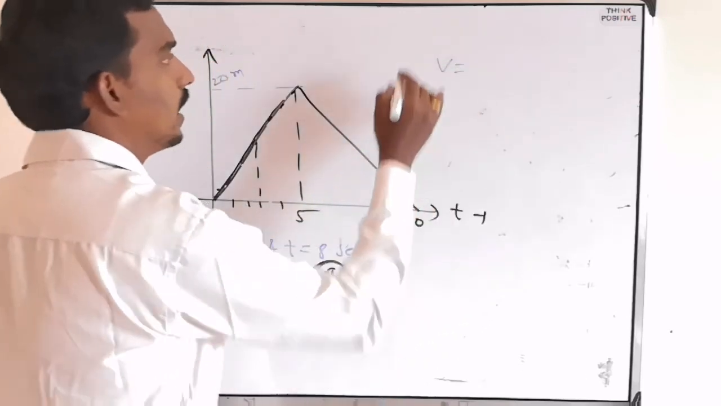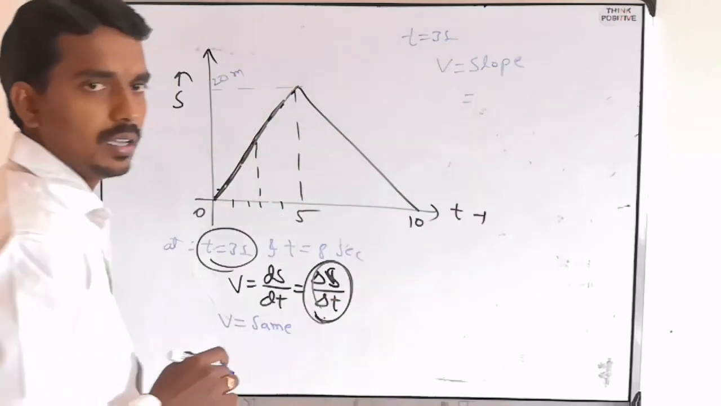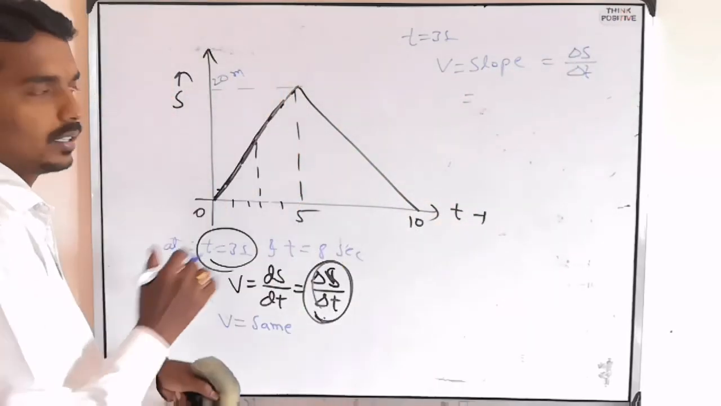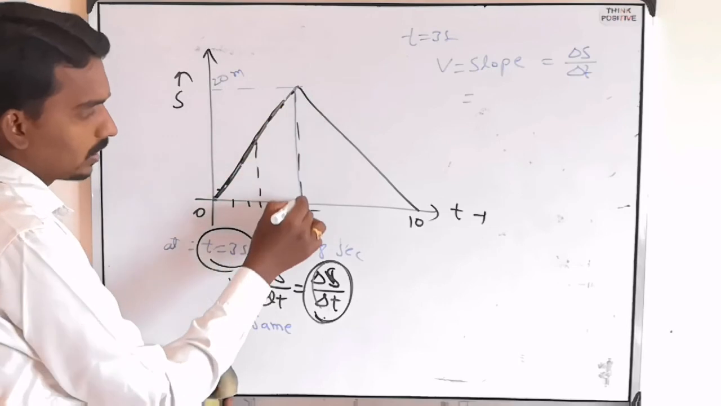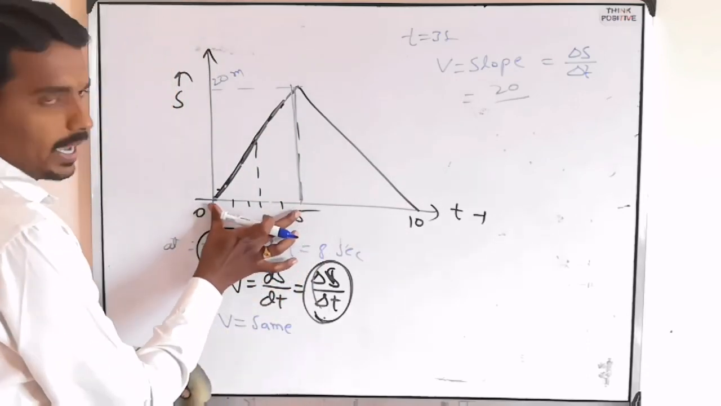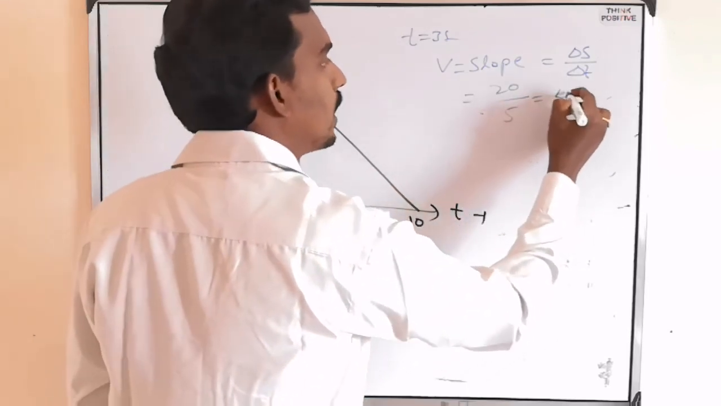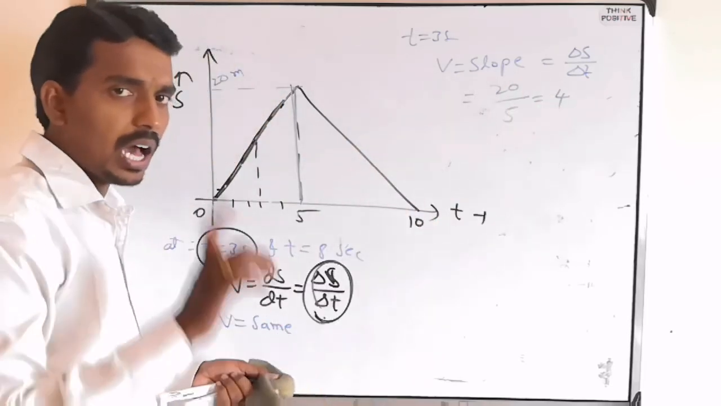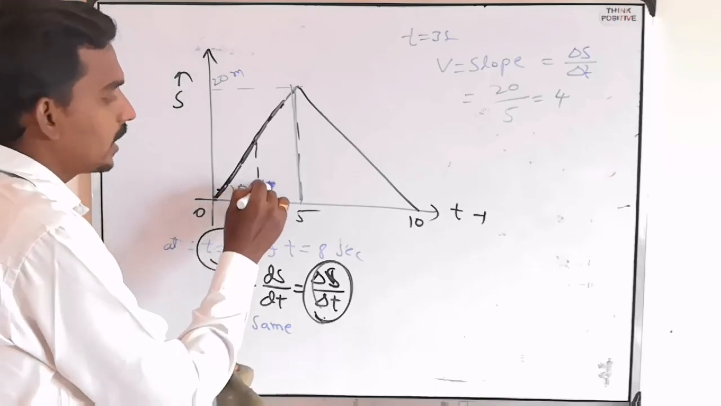So what is the velocity at t equal to 3 seconds? Velocity is nothing but slope. Slope means delta s by delta t. Now for delta s, choose 2 points. Always try to choose initial and final. This and this. So what is this length? Delta y, nothing but delta s, 20, by delta x, nothing but delta t, because the x-axis is time. So 5. So 20 by 5, 4. So the velocity at t equal to 3 seconds is 4. Also you need to look at whether it is positive or negative. Here the angle is less than 90, so positive.